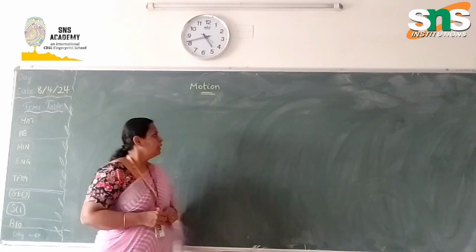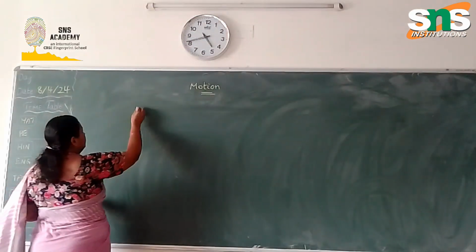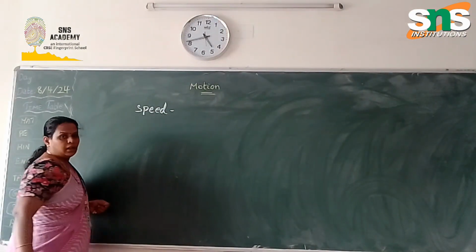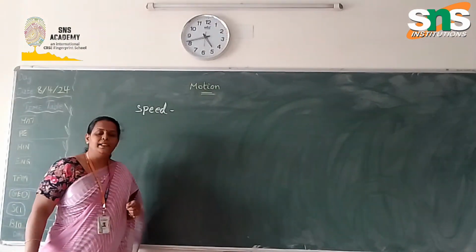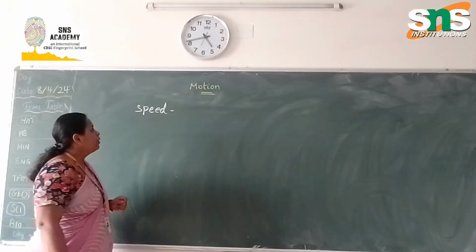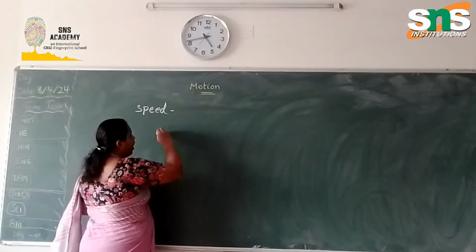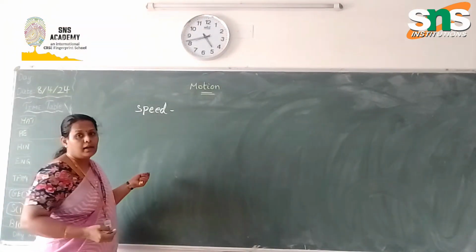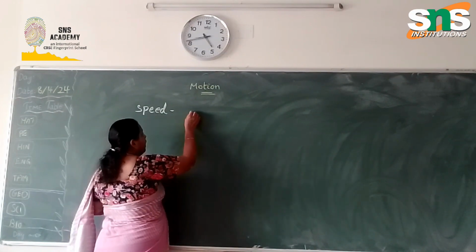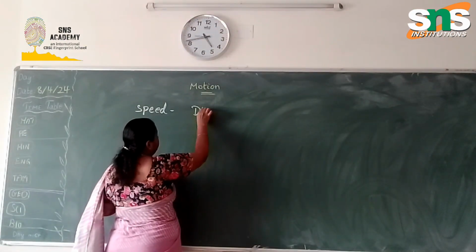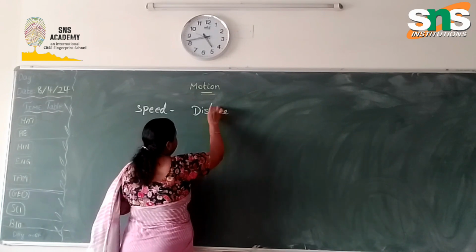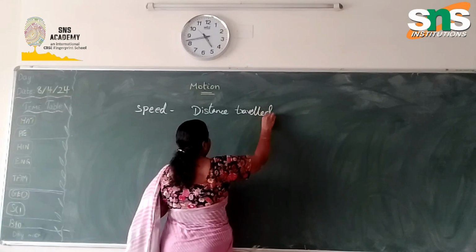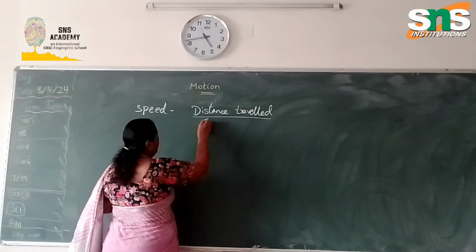Okay. So, speed is an important derived quantity we are going to discuss in this video. We can define speed using a formula. Speed is equal to distance travelled by time taken.